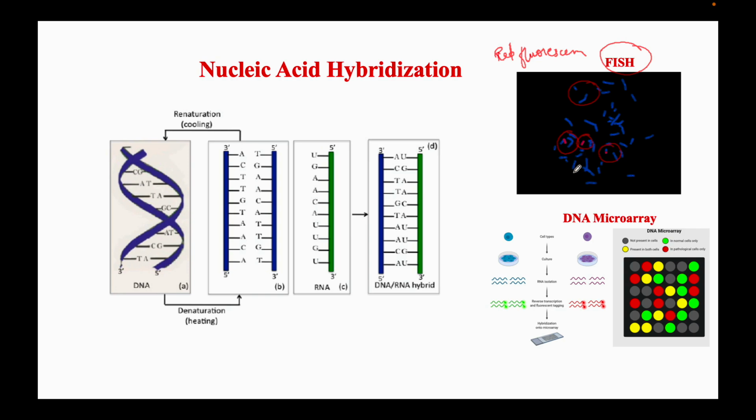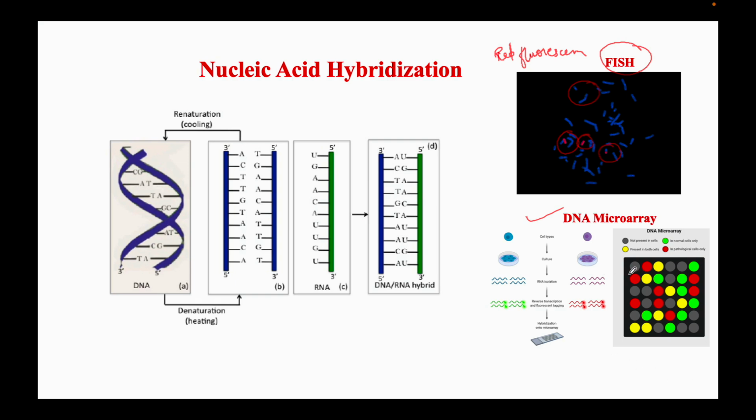Yeah, so Northern blotting is for RNA. So both Northern and Southern blotting are applications of nucleic acid hybridization. And then there is one important technique, DNA microarray. Okay, DNA microarray is a high throughput technique. What do you mean by high throughput? Like you can analyze thousands and thousands of samples at a time.